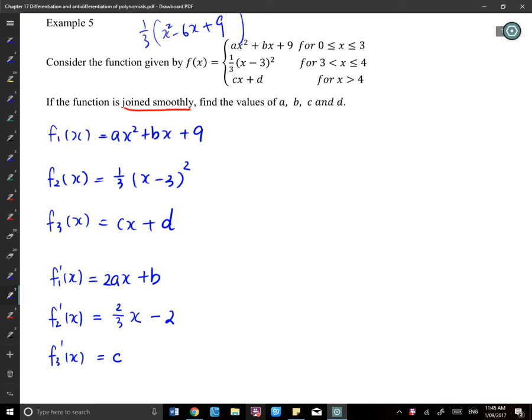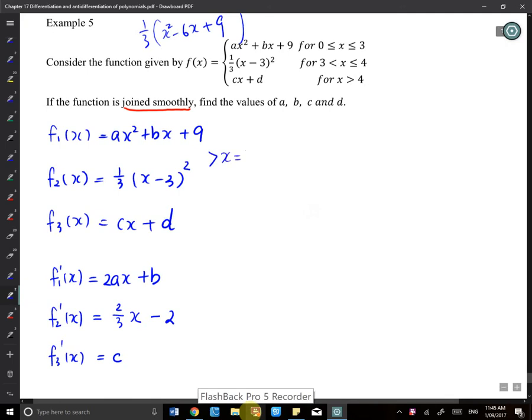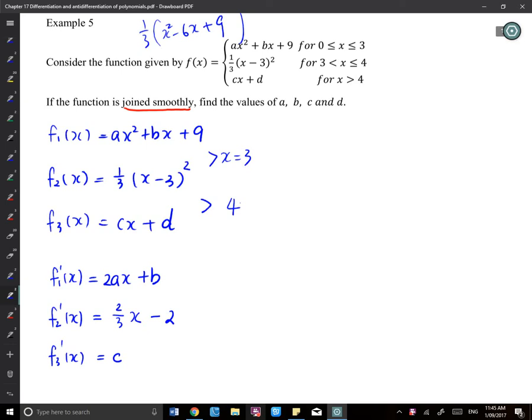Finished? Okay, can you tell me which point is the connection point between f1 and f2? At x equals 3. How about the second one and the third one? At 4. How about the first one and the third one? No, it's not connected. It's 1 connected to 2, and 2 connected to 3, like that.